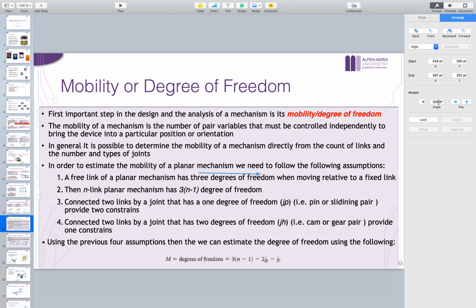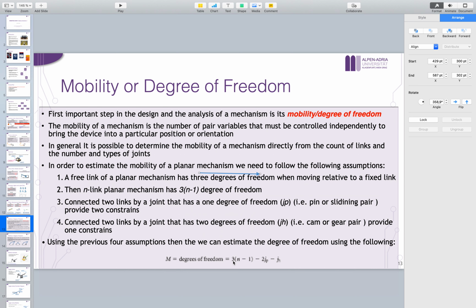So it can be translated along x or y, or also rotated around the z axis. That means if the link is not connected to anything, a free link in a 2D mechanism, then this link in the beginning has 3 degrees of freedom. And this is why we have here a formula, which is used to estimate the degrees of freedom of a mechanism. And the first thing you see here is 3.